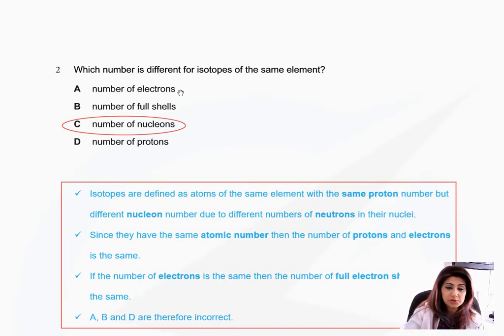So the number of electrons should be the same, because if the number of protons is the same, the number of electrons is also the same, as you know. And we are talking about elements, not ions, so the electrons will be the same. If we talk about electrons, we talk about shells, so shells will be the same, protons will be the same, but not nucleons. The two things which will be different are neutrons and nucleons. That's the only thing which will be different.